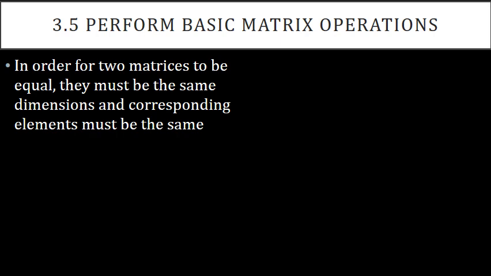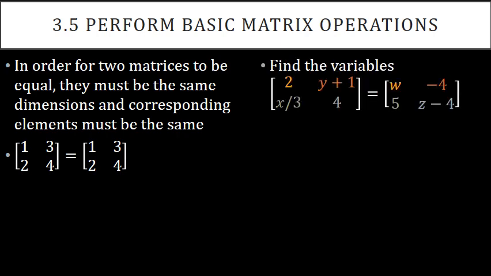In order for two matrices to be equal, they must be the same dimensions, and the corresponding elements, those are the numbers in the matrix, must be the same. These two matrices are equal because they are exactly the same. So if these matrices are equal, then we can find the value of all the variables. I've color-coded them. So we're going to take the top left element equal to the top left element. So the 2 equals w.